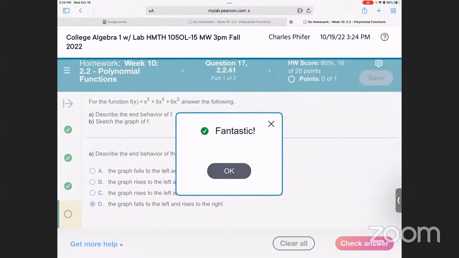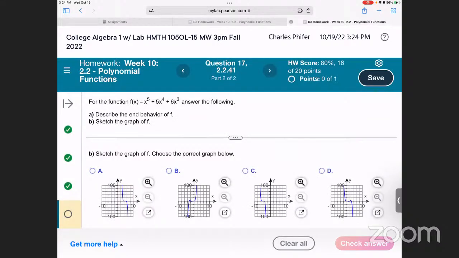Okay. Sketch the graph. We said falls to the left and rises to the right. Is there only one that does it? It looks like there's only one that falls to the left and rises to the right. So I'm just going to go with B.